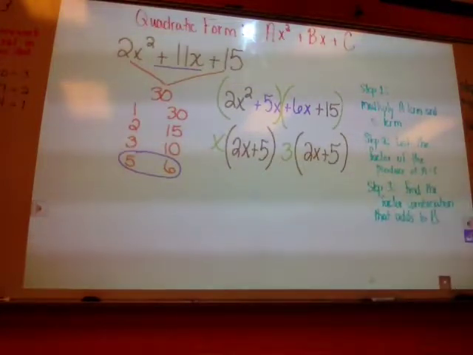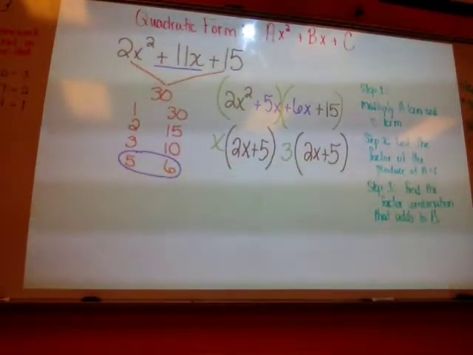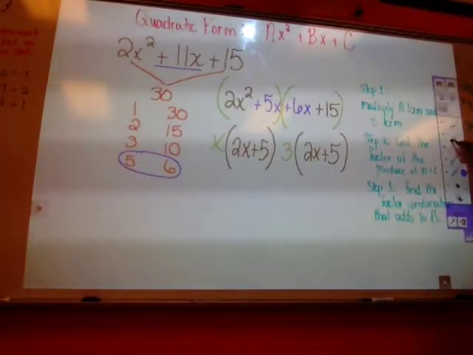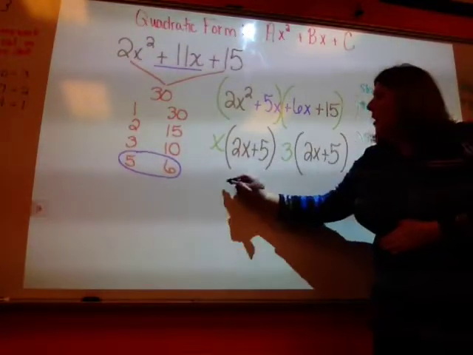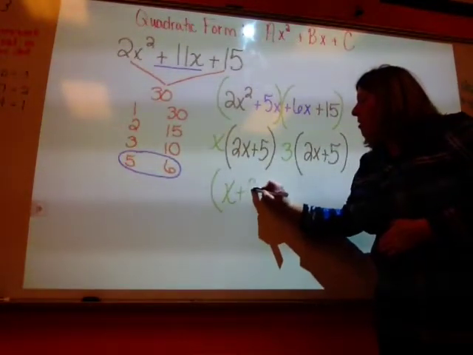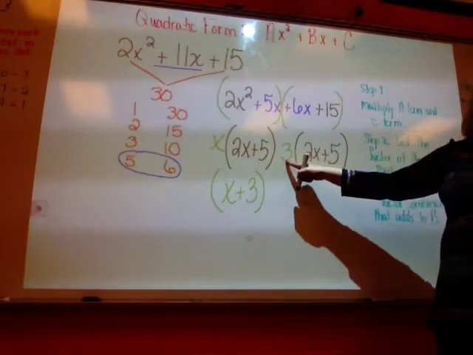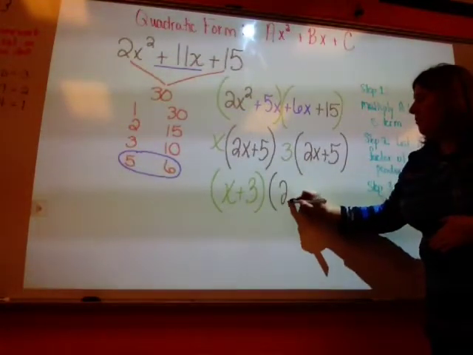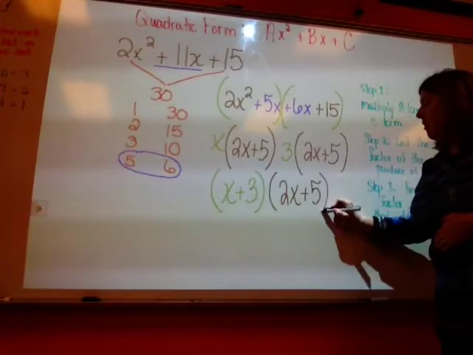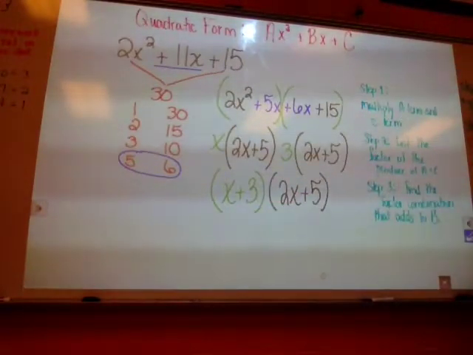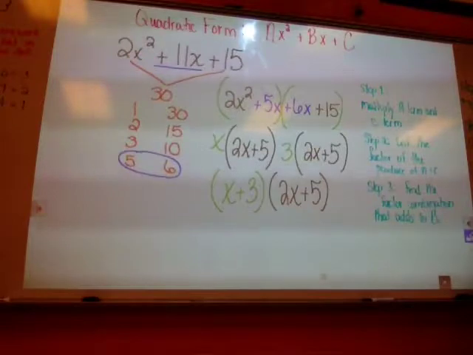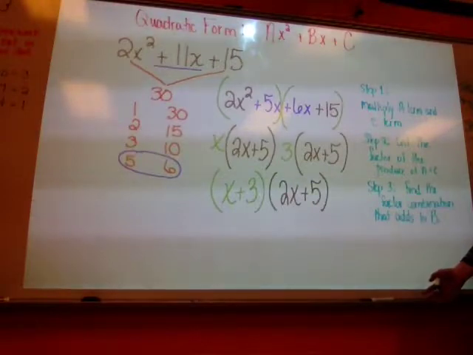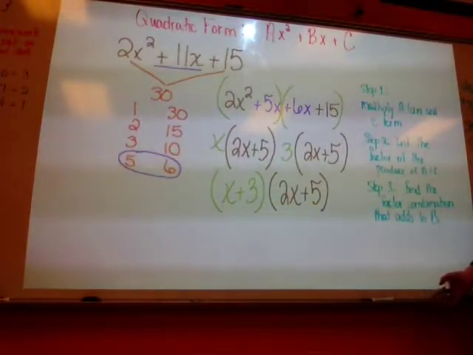Alright, so now that I've factored out my greatest common factors, I've got to make my binomials. The first binomial are what's left in the greatest common factors. So what did I pull out as my greatest common factor? X plus 3. I know it's a plus because that's a positive. And then what was left behind? 2x plus 5. So there are my two binomials. Okay? Yes? No? Maybe? Not so hard, right? So far, so good? Better?